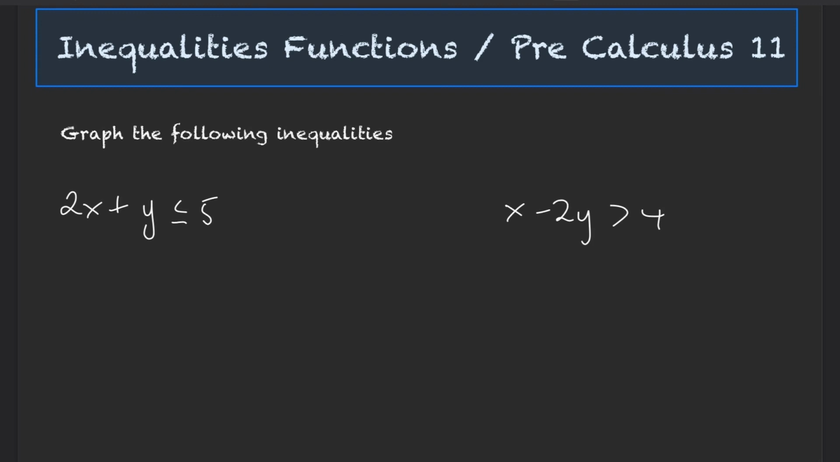Alright, now let's talk about graphing inequalities. So, as always, pause the video and try the examples on your own to get the most out of them. But let's go over the first one.